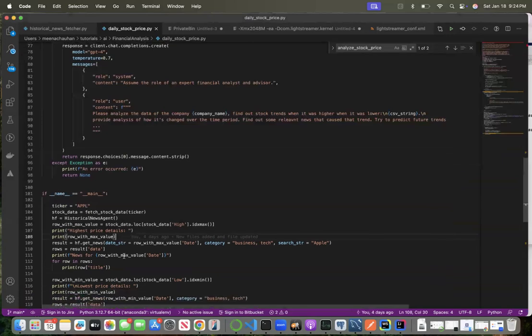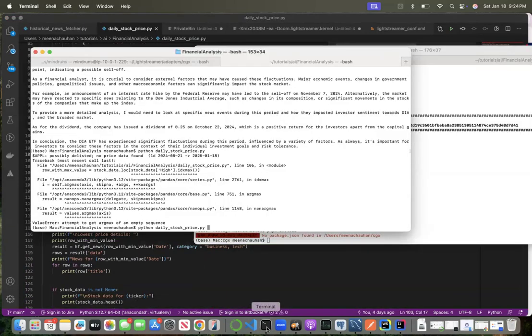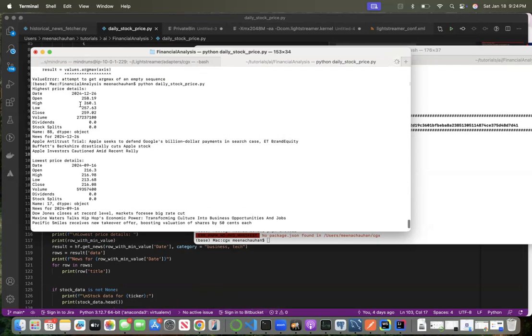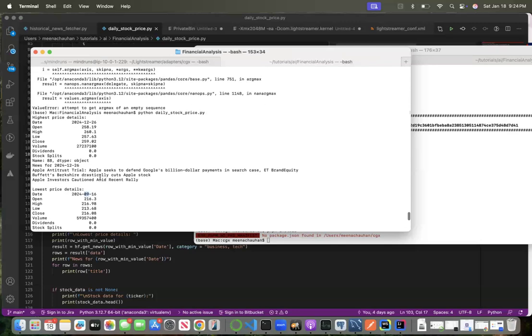Oh, it did not get the stock price. AAPL, that's fine. There you go. Apple. So we got this from the previous lecture. Highest stock price, low stock price, and this is AI. So let's go through it.